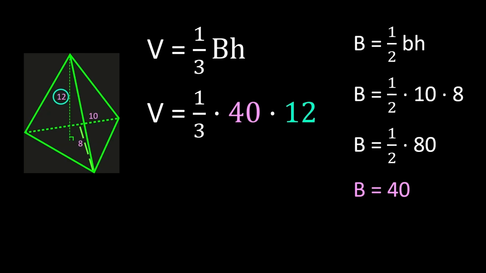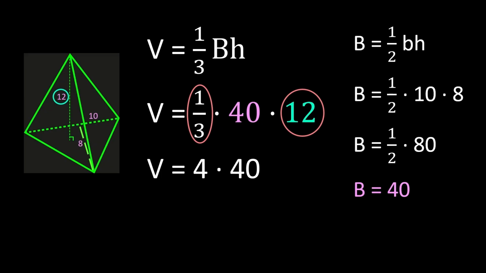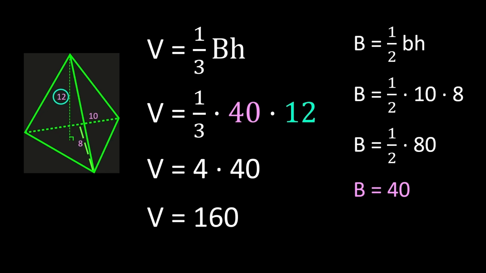And multiplying by 1/3 is the same as dividing by 3. So I'm going to multiply the 1/3 by the 12 because I can divide 12 by 3 and get a whole number answer. So 1/3 times 12 is 4, and then I still need to multiply by the 40. So I have volume equals 4 times 40, which is 160. So the volume of this pyramid is 160 units cubed.